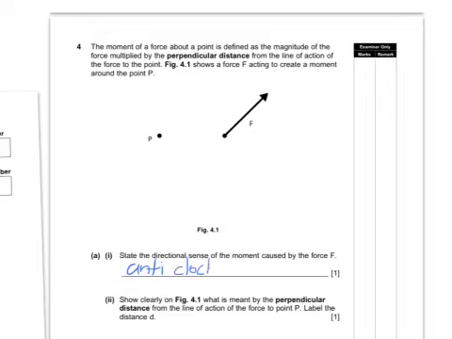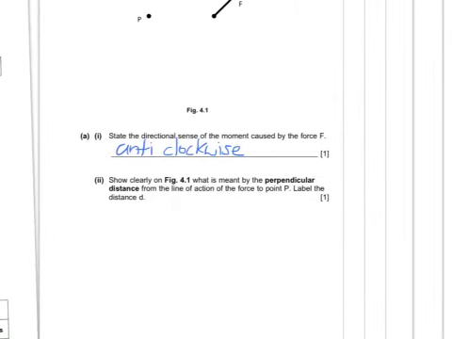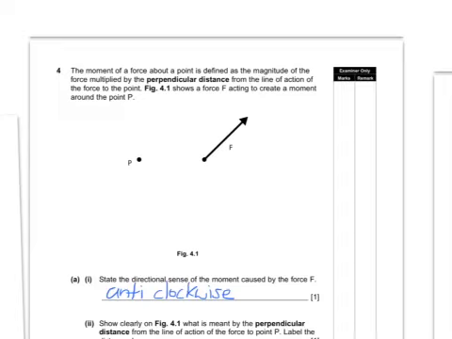Okay, and then underneath that is our next part, and this is what it says. Show clearly what is meant by perpendicular distance from the line of action of the force to point P. Label the distance D. So we're looking for this perpendicular distance, perpendicular meaning at right angles from the line of action of the force to point P. So what I'm going to do is extend that line F. I'm going to extend that back a bit.